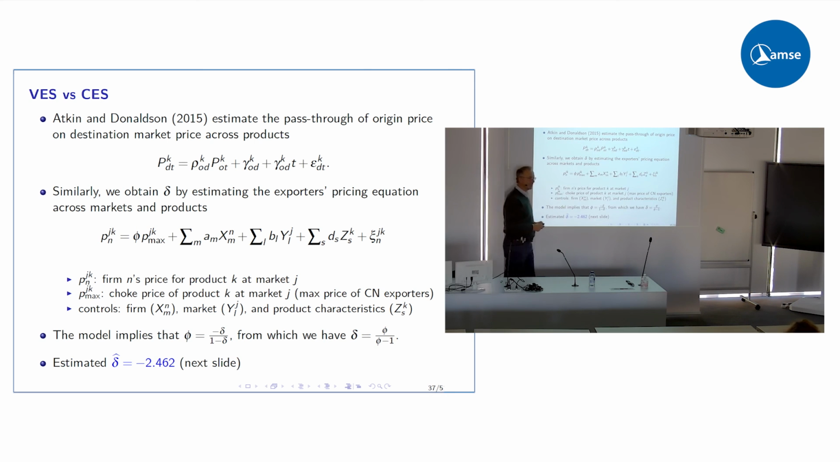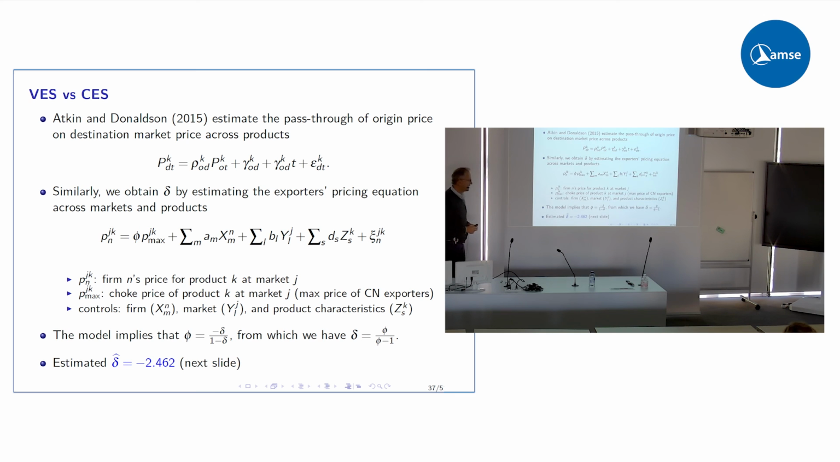In principle, you would like to have the choke price there. Yes, which is this one. Yes, the choke price. And the phi, according to the model, is just a transformation of the delta. If you remember, the pricing equation was this times the Pmax plus the markup over marginal cost.